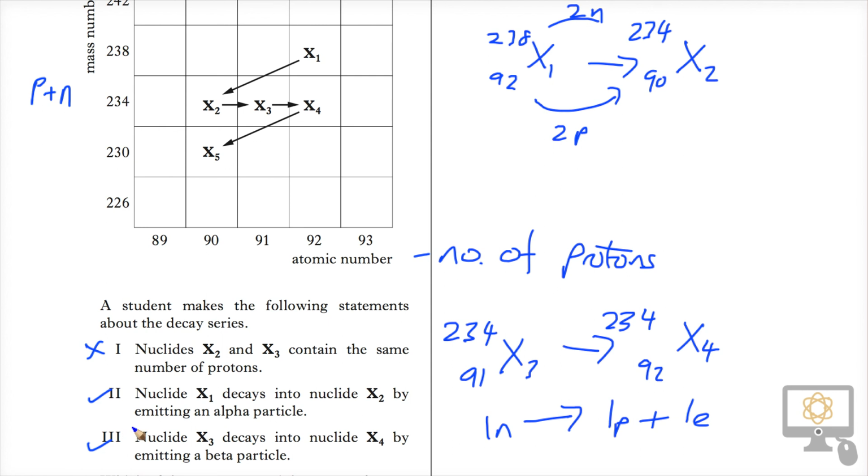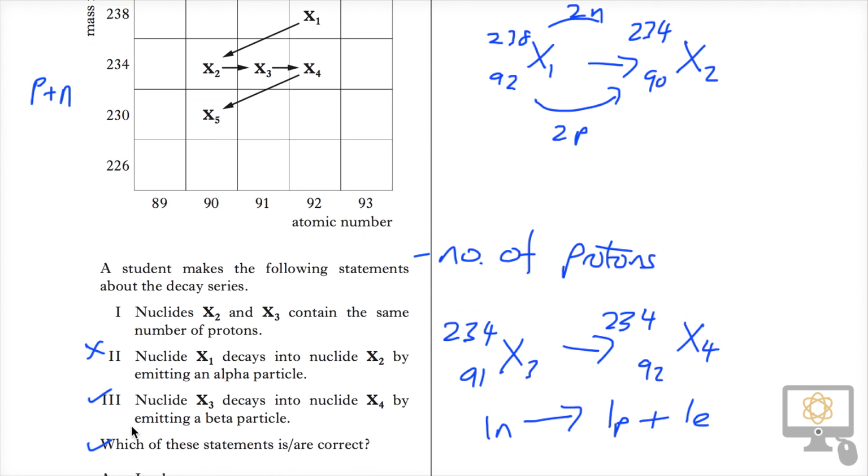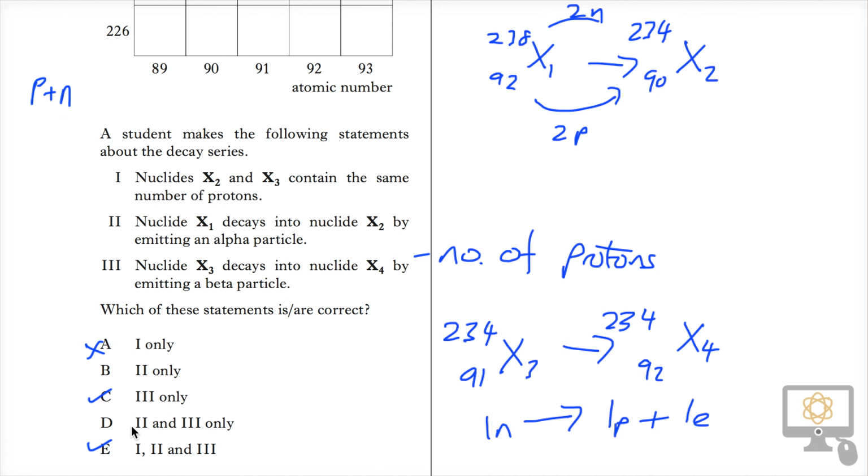So 2 and 3 are the right answers. I'll just get rid of these to avoid confusion. Statements 2 and 3 were correct, and that means our answer has to be D.